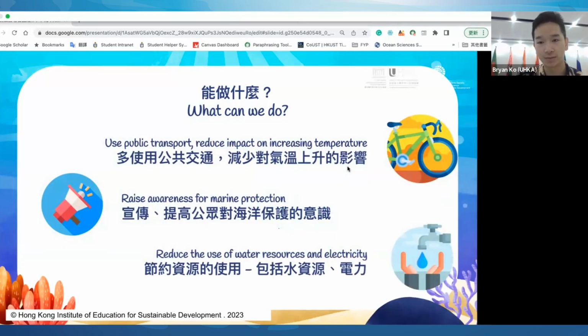And aside from plastic pollution, we can also use public transport such as buses and also the MTR to reduce the impact on the increasing temperature with lower carbon emissions. We can also start from ourselves to raise awareness for marine pollution and also marine protection. So we can tell our friends and relatives in order to let them understand the significance of marine biodiversity, the importance of our oceans, and with that in mind, we know what steps we can take in order to protect our ocean. Last but not least, we should also reduce the use of water resources and electricity.